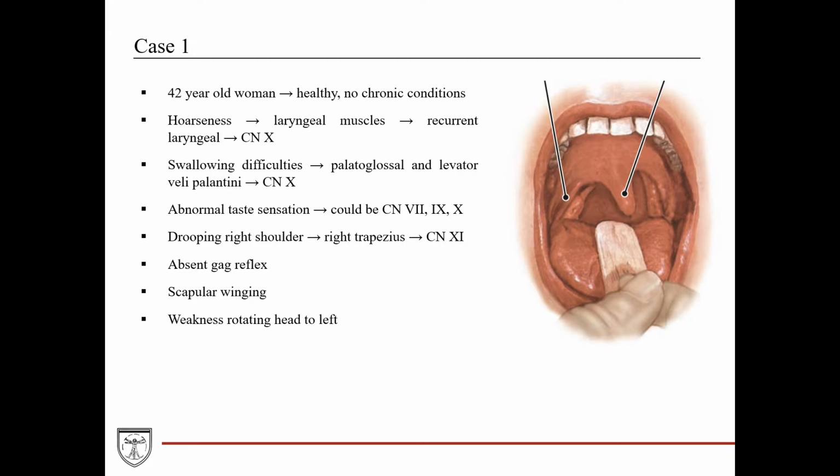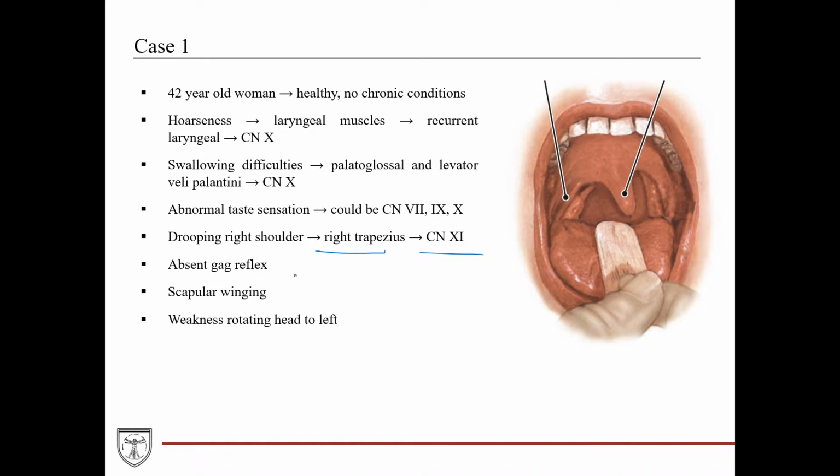So, drooping shoulder. This is going to be your right trapezius muscle, and that's going to be innervated by your accessory nerve. Given that she's got this severely drooping right shoulder, we definitely want to be suspicious of cranial nerve 11.